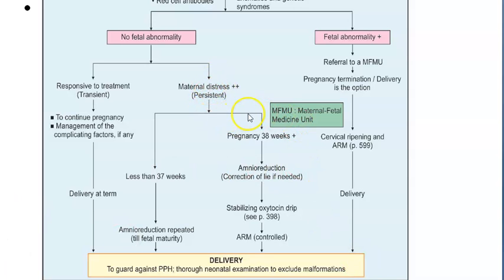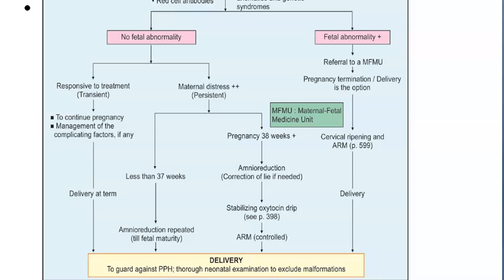Now let us say the mother is in distress and she's anyways term. Okay, so you can do amnioreduction, you can correct the lie of the baby if needed, right? That is, you can make it cephalic presentation, a longitudinal lie, etc. Then you will give oxytocin drip, and you are going to do controlled rupture of membranes. What is ARM? Artificial rupture of membrane, and deliver the baby.